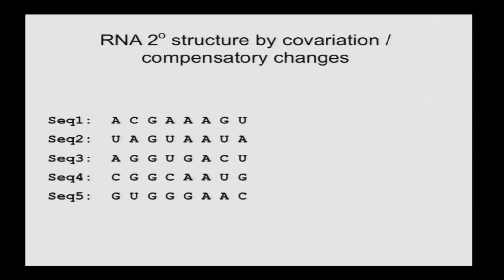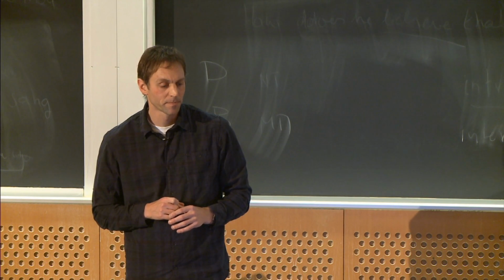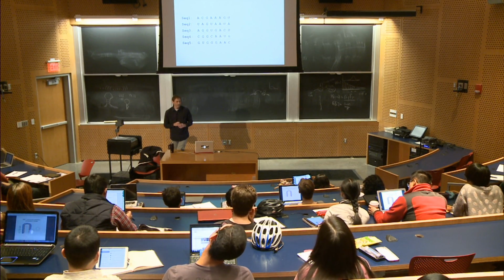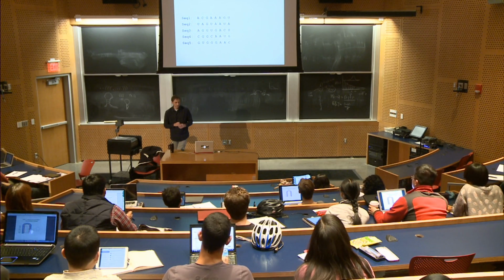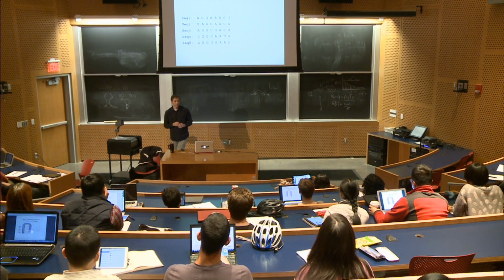And you know that they're homologous by synteny. They're in the same place in the genome, and they seem to have the same function. What could you say about their secondary structure based on this multiple alignment? You have to stare at it a little bit to see the pattern. There's a pattern here. Any ideas? Anyone have a guess at what the structure is?